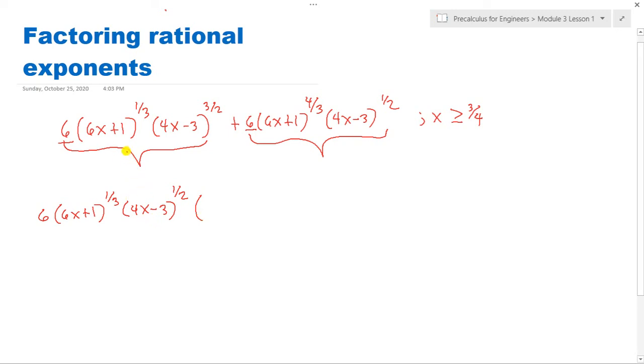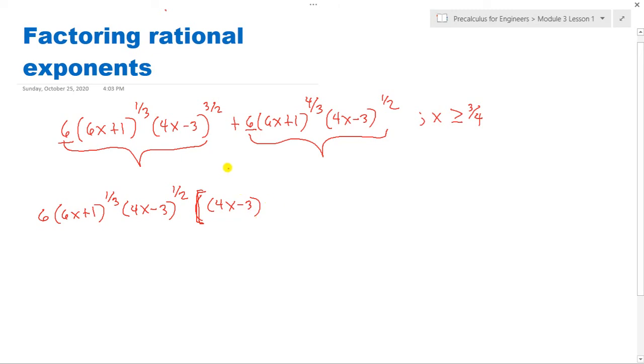So now, i-evaluate mo. Sa first term, kinuha natin ng 6. Wala na 6. Sa 6x plus 1, kinuha natin si 1/3. So wala na din titira. For 4x minus 3, kinuha yung 1 half. So kapag nag-factor out tayo, the operation is again division. So we just subtract the exponent. So 3 halves minus 1 half is equal to 1. So therefore, yung natitira sa loob is just 4x minus 3.